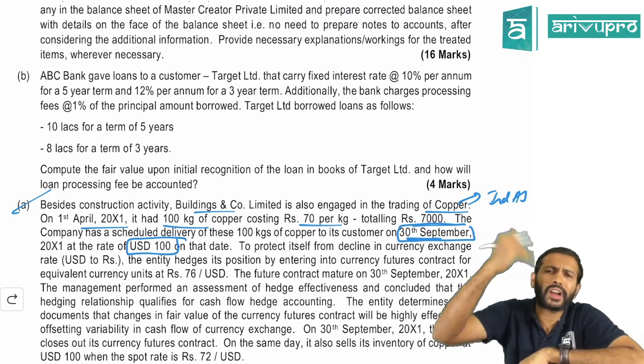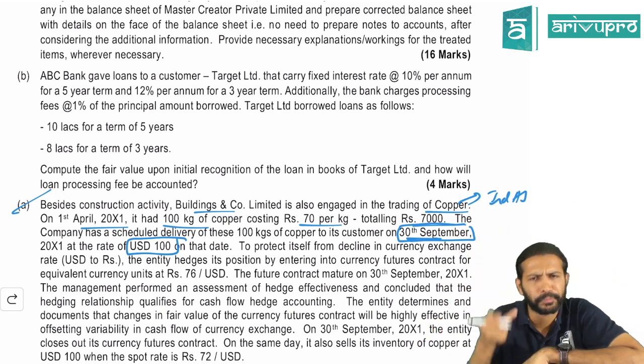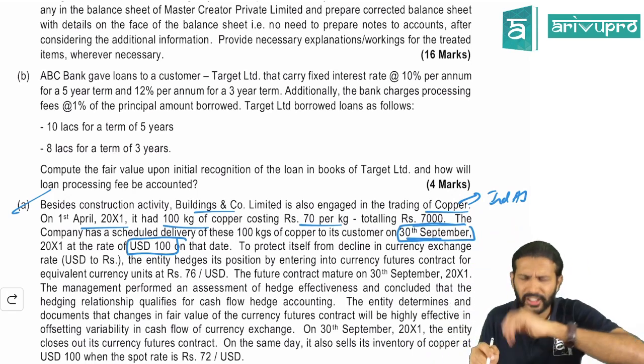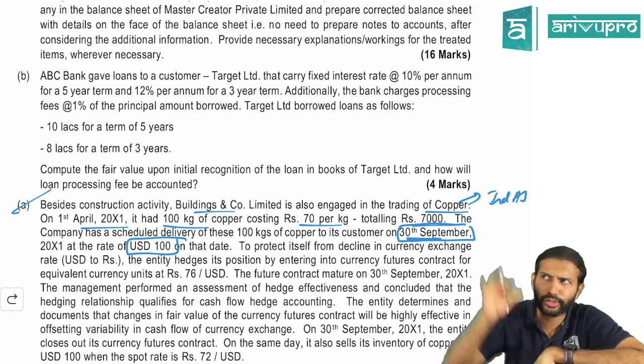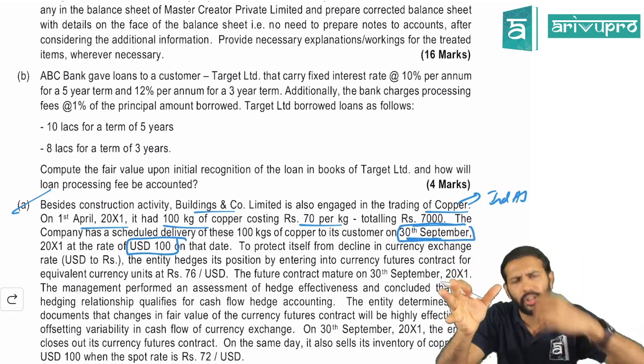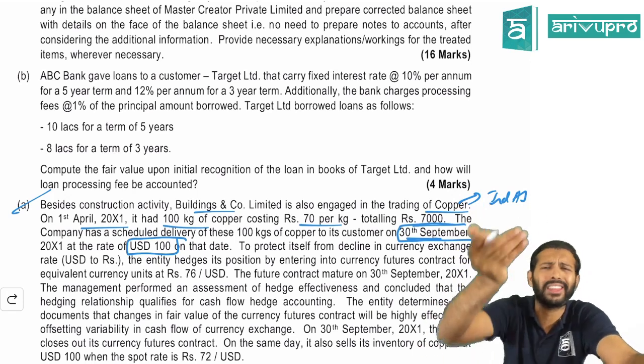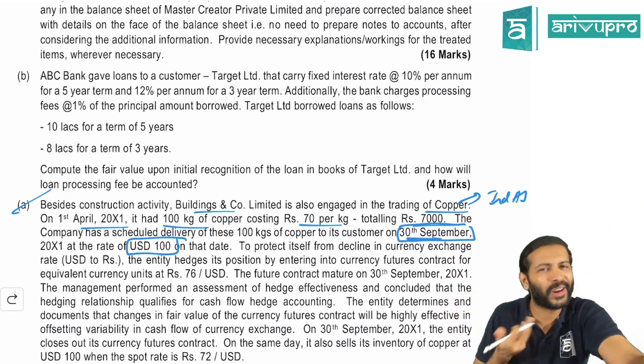So to cover this risk, what do you think the company will do? They'll enter into a forward or futures contract or whatever to cover this. So it becomes your cash flow hedge. To cover this cash flow variance, you're doing one hedging, so it's a cash flow hedge. They've told it, but they need not tell it. We can automatically decode it ourselves.